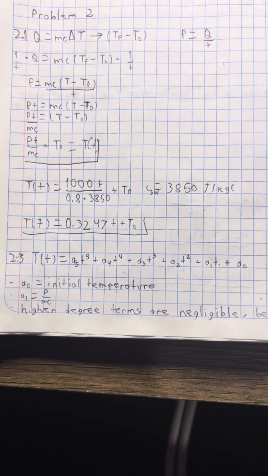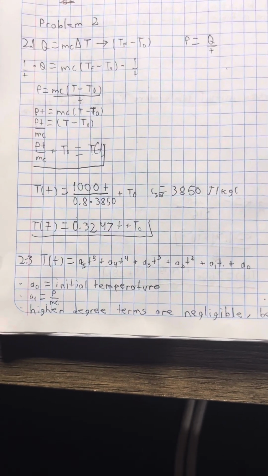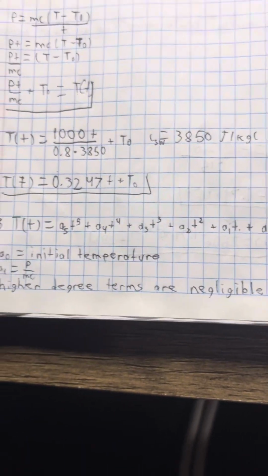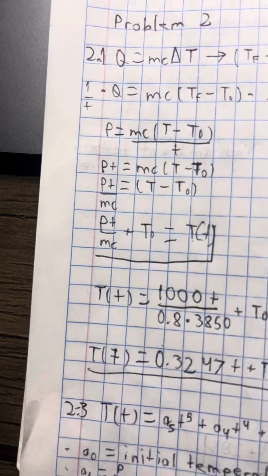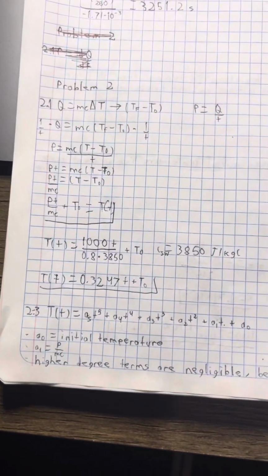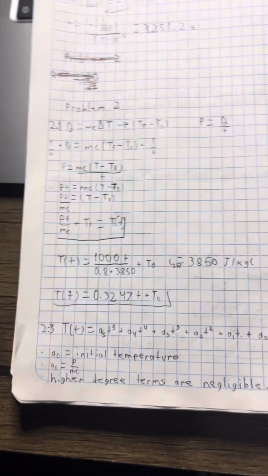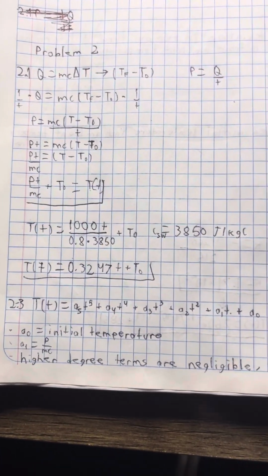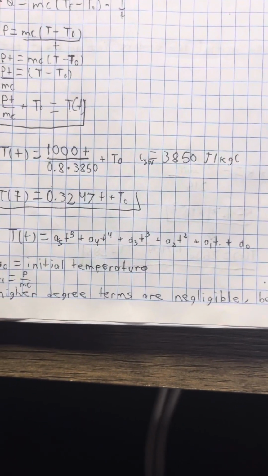And this is the fifth degree polynomial notation. A0 represents our initial temperature, and A1 times t represents our function here, the P over MC, that is also multiplying t. The higher degree terms are negligible, not only because it's a linear function, but also because, as we discussed in class, they don't obey any underlying physics to get that formula, the higher degree formula.